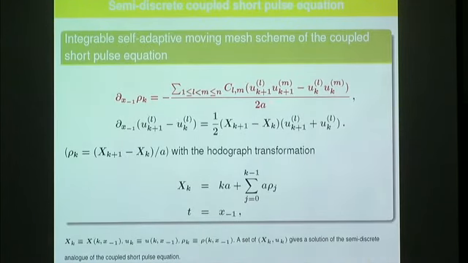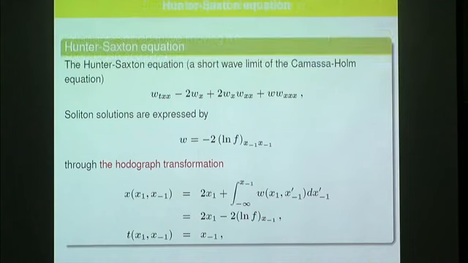And using this, we can now create the integrable self-adaptive moving mesh scheme for the coupled short pulse equation. This is actually very similar to the single component short pulse equation. Actually, the second equation is the same, just you have many fields. And the first one, you have a coupled term. And here the hodograph transformation is the same as the previous one. So you can do it like that.